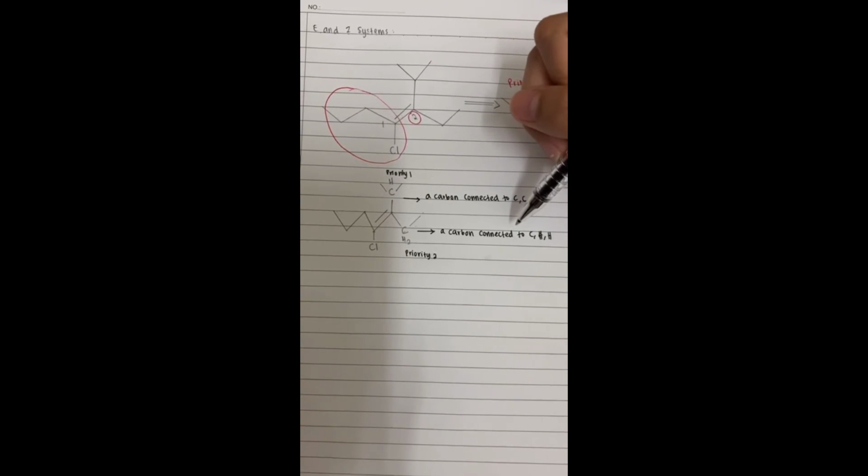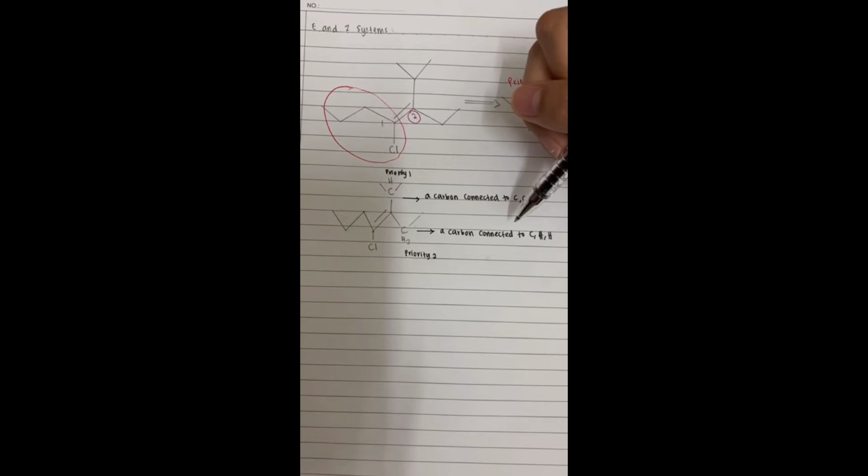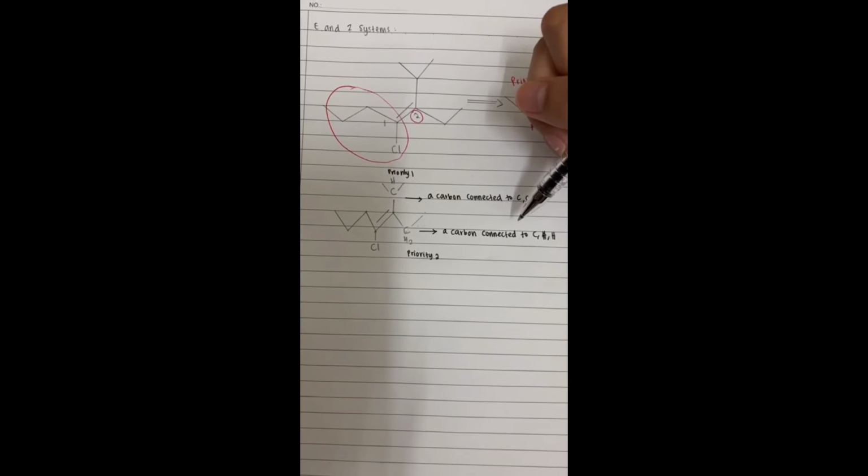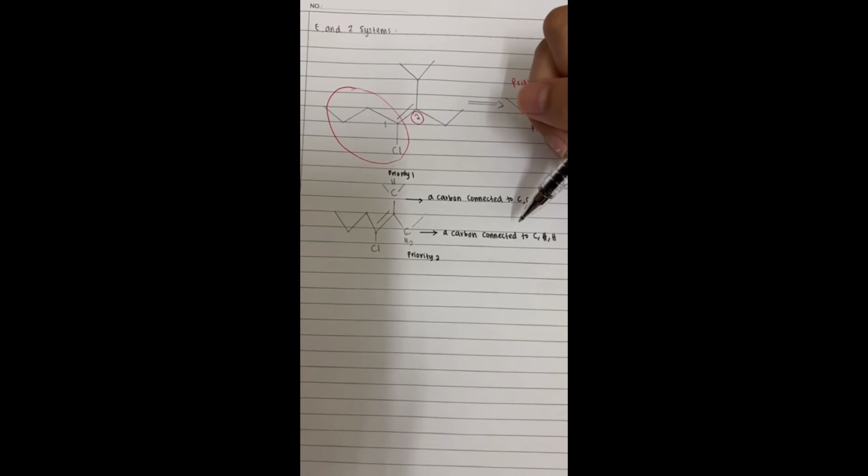So, we have the two higher priority groups, Cl and isopropyl, on opposite sides of the double bond, as one is pointing down and the other one is pointing up. This arrangement makes an E alkene.